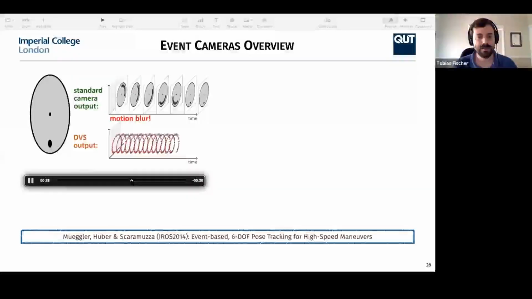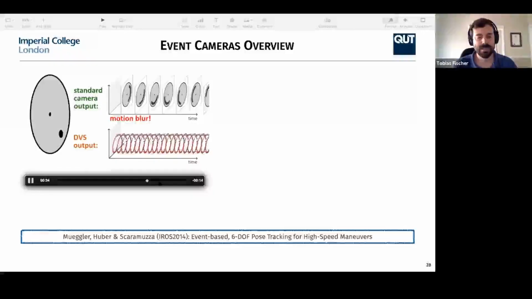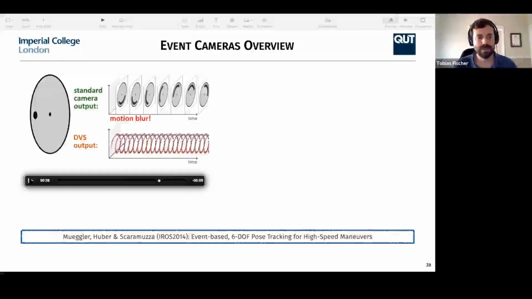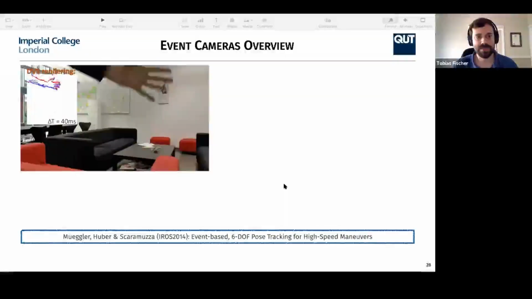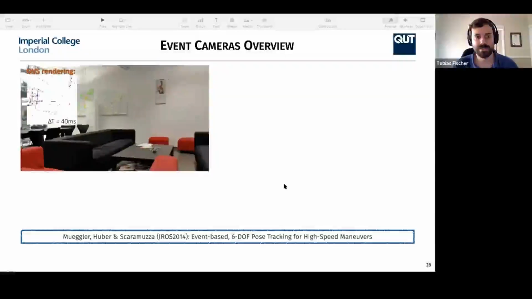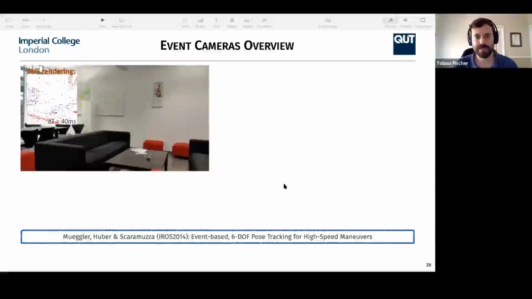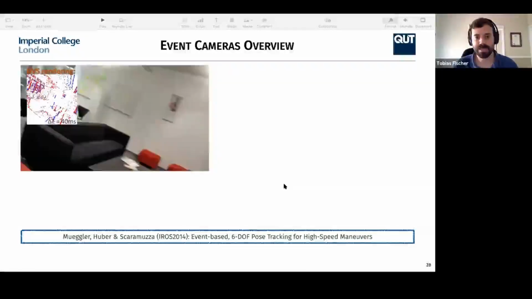So what it looks like in practice, you see in the left in the inset. Red means that the pixel got brighter, and blue means that the pixel got darker. That's the output of an event camera.